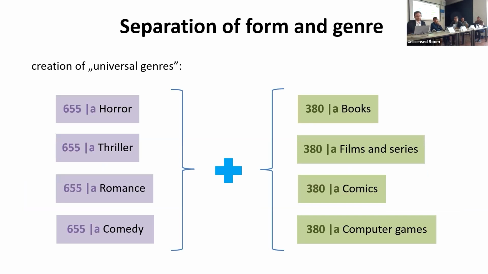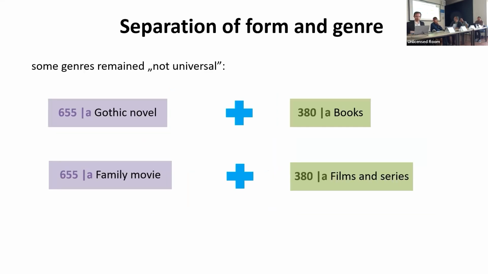Because of that, there are some universal genres, so-called, which can be combined with different forms, like horror, thriller, romance, comedy, can be combined with forms like books, comics, films, computer games, and so on. And not all genres are universal, because some of them are deeply related with some form, like Gothic novel with books or family movie with films.